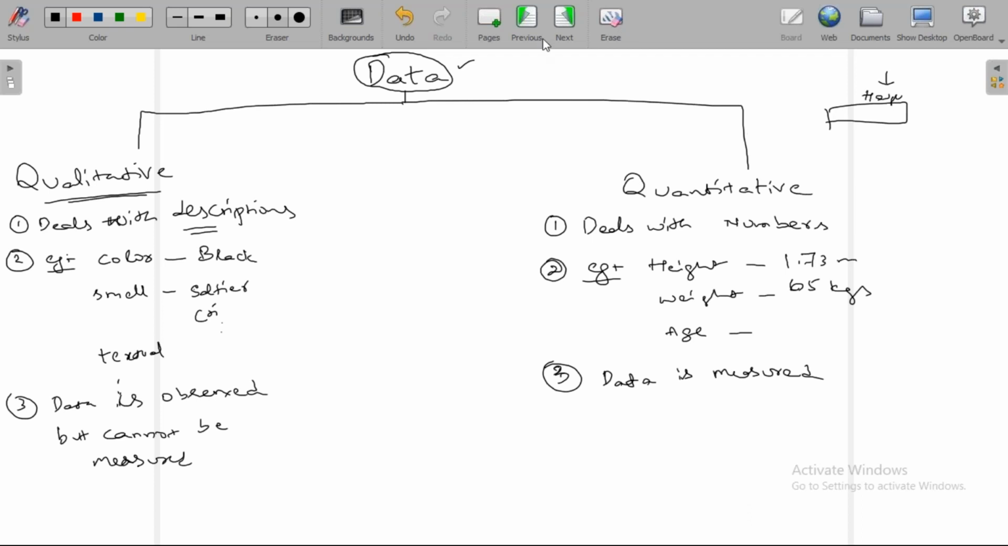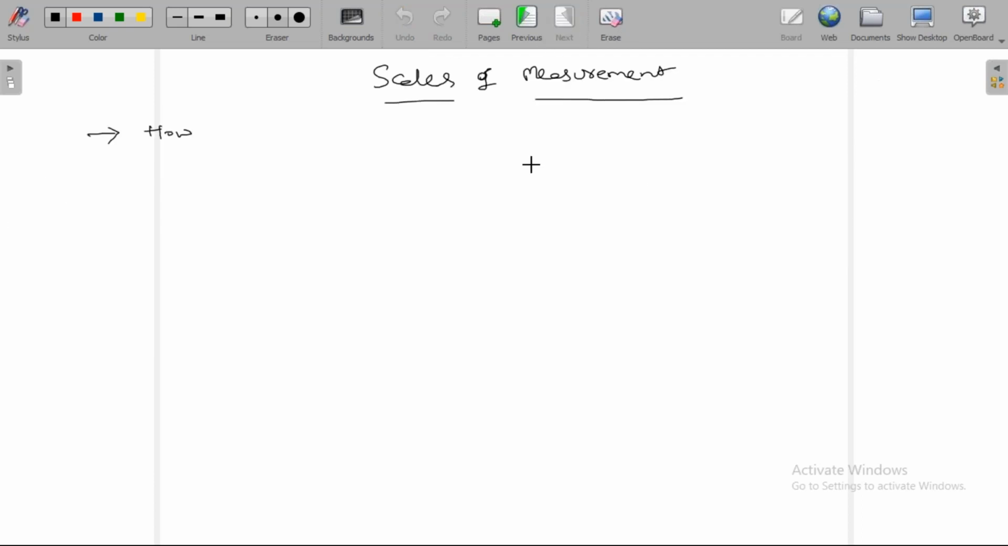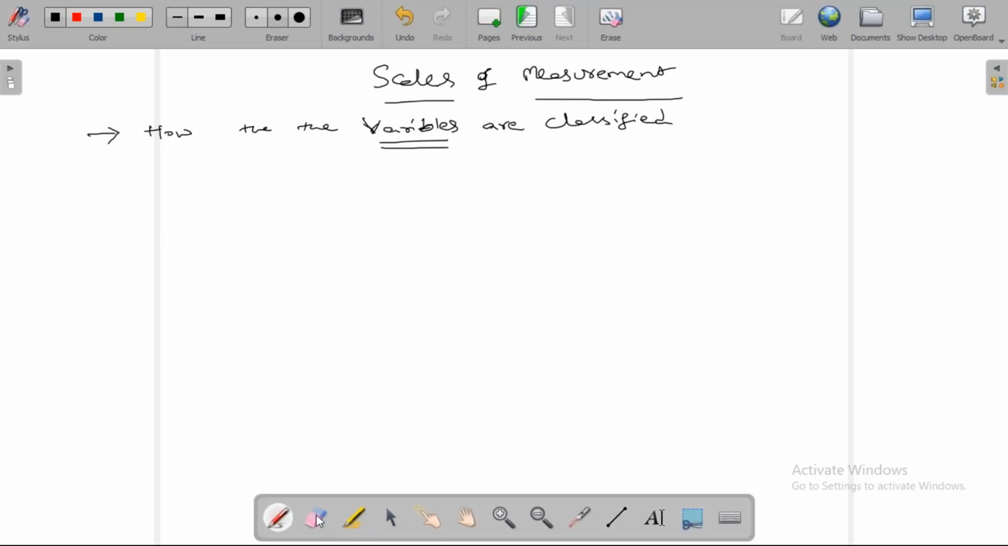So in a simple way, scales of measurement is how the variables are classified. How can you put the variables, whatever we are discussing, into categories? That is what scales of measurement is, how the variables can be classified. Variables can be measured and classified into 4 types basically.